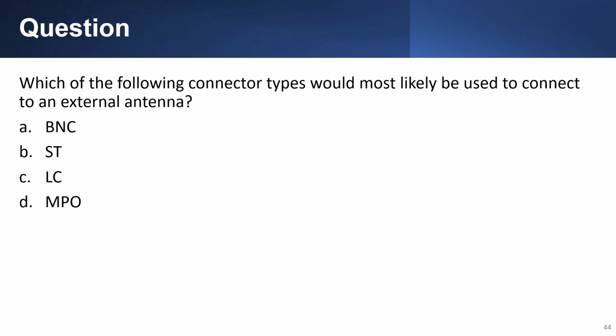Question: Which of the following connector types will most likely be used to connect to an external antenna? Answer: B and C.